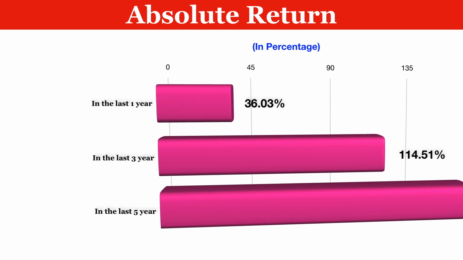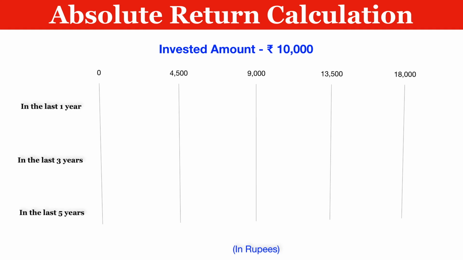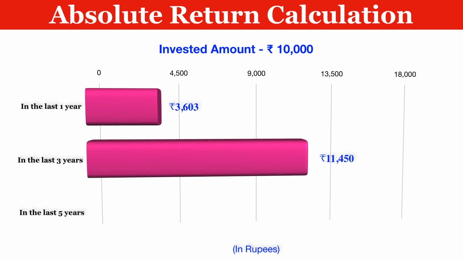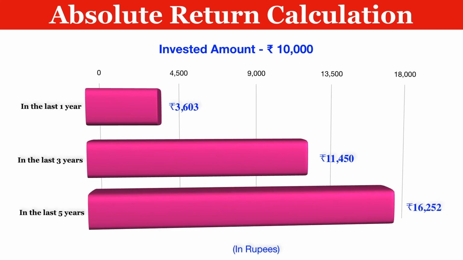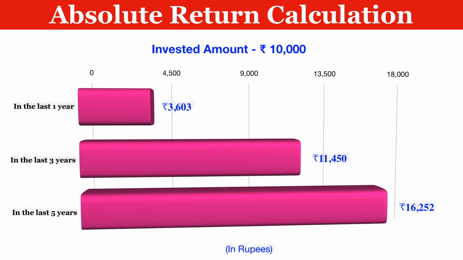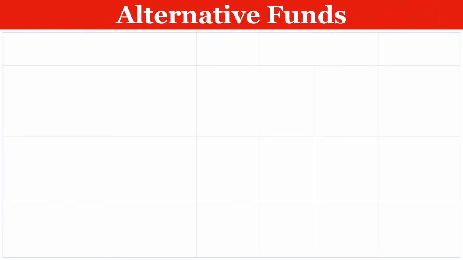In the next section, we will understand this calculation in real numbers for the investment of 10,000 rupees. All these calculations are going to be in absolute numbers. In the last 1 year, a 10,000 investment would have given you the return of 3,603 rupees. In the last 3 years, it would have given the return of 11,450 rupees. In case of the last 5 years, it has given the return of 16,252 rupees. So far we have seen the absolute return of this particular mutual fund.